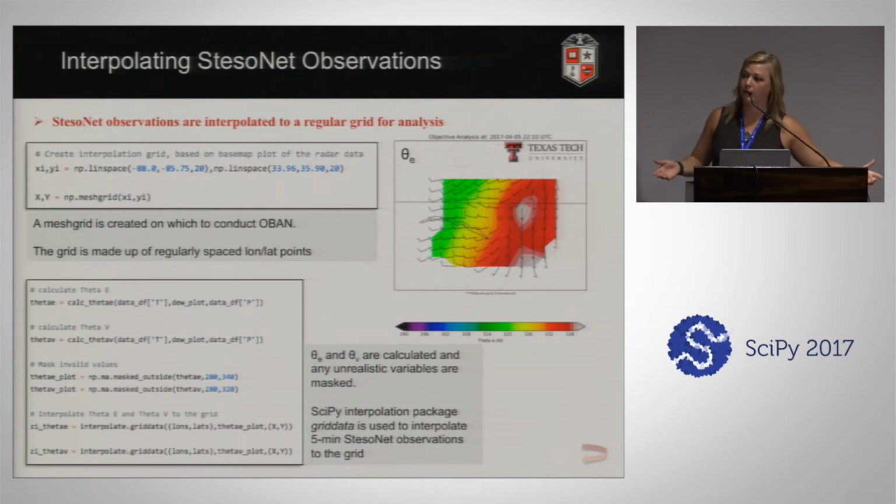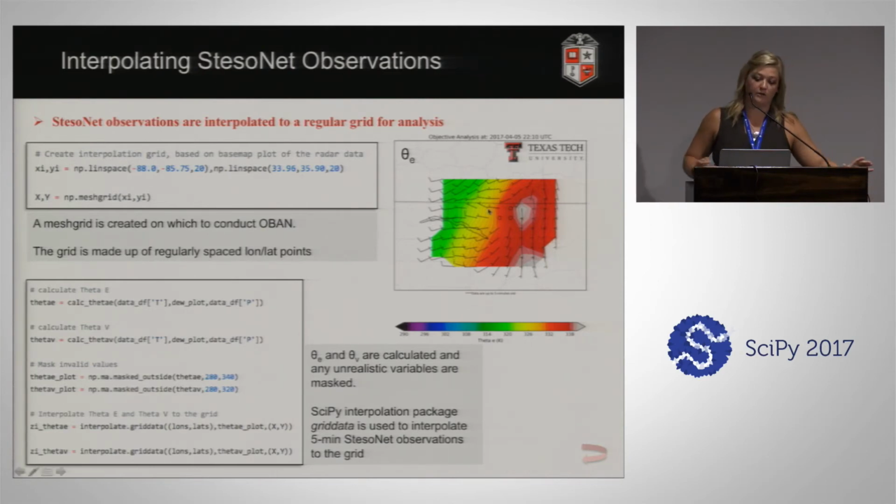First, we created a grid of regularly spaced latitude and longitude points, simply linspace and meshgrid, meshed them together. And then we calculated our theta E and theta V, and then using SciPy's interpolation package, griddata, we used a linear interpolation because speed is what we were concerned with, and linear interpolation is the faster one. The SciPy interpolation package was used to interpolate 5-minute StesoNet observations to get the grid. And so that's how we were able to find this here.